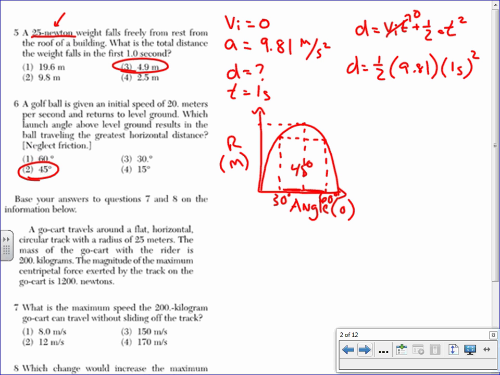But the maximum time spent in the air continues to go up as the angle goes from 0 to 90. Okay, so 90, firing something straight up, will go higher and spend more time in the air. And that conceptually makes sense.